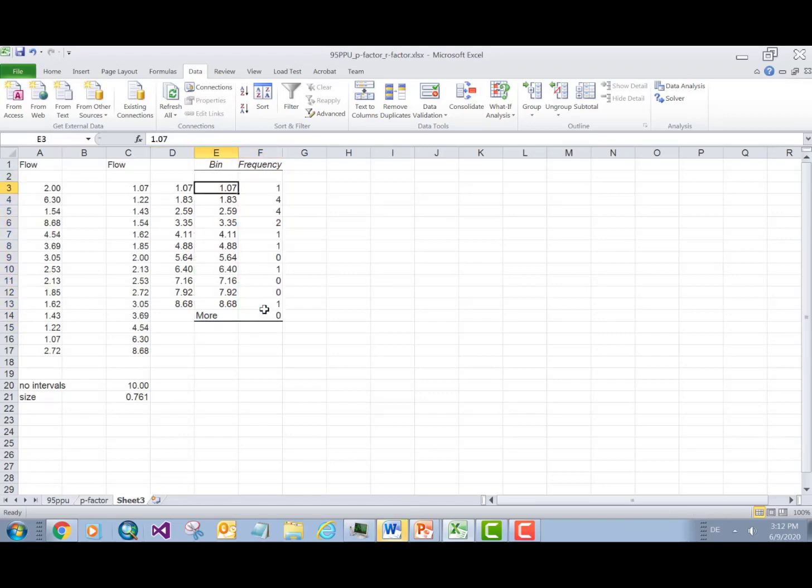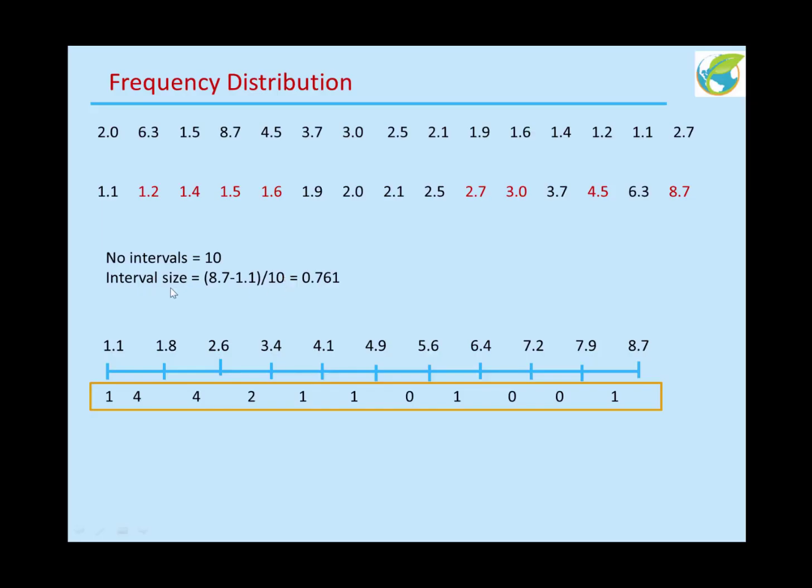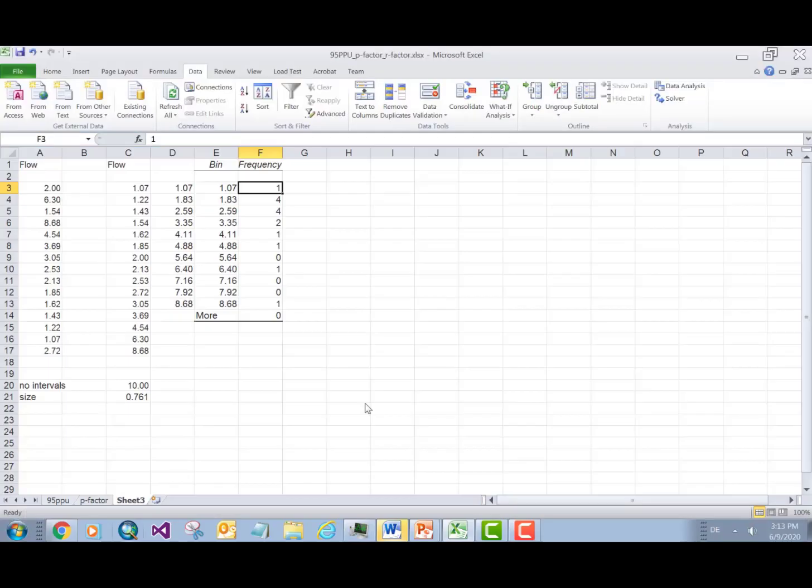All right, so that they're all at the same level. Now, these numbers, as you see, 1, 4, 4, 2, 1, 1 are the same as what we had done manually. Now, that's my frequency distribution. If I sum this, of course, it's going to be equal to 15, right? The number of my data points.